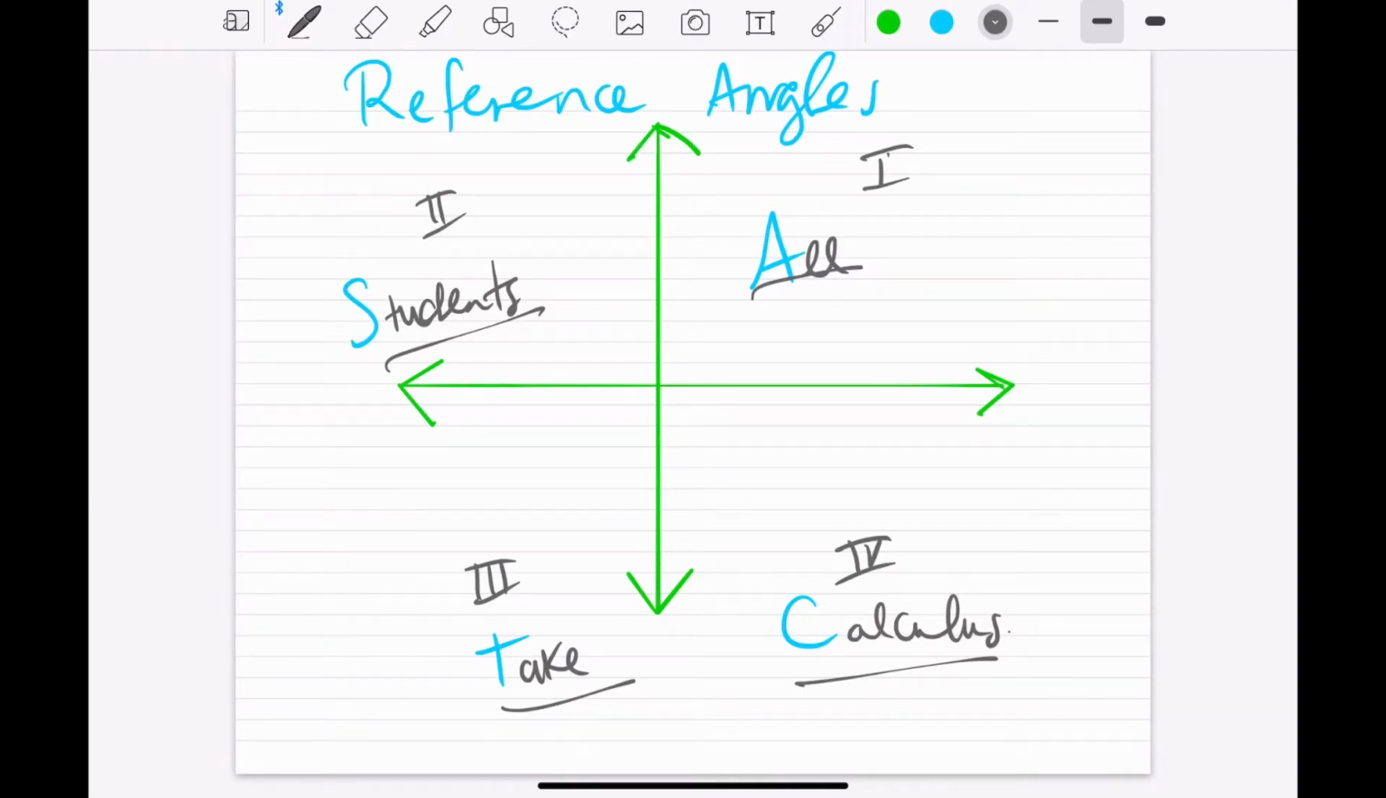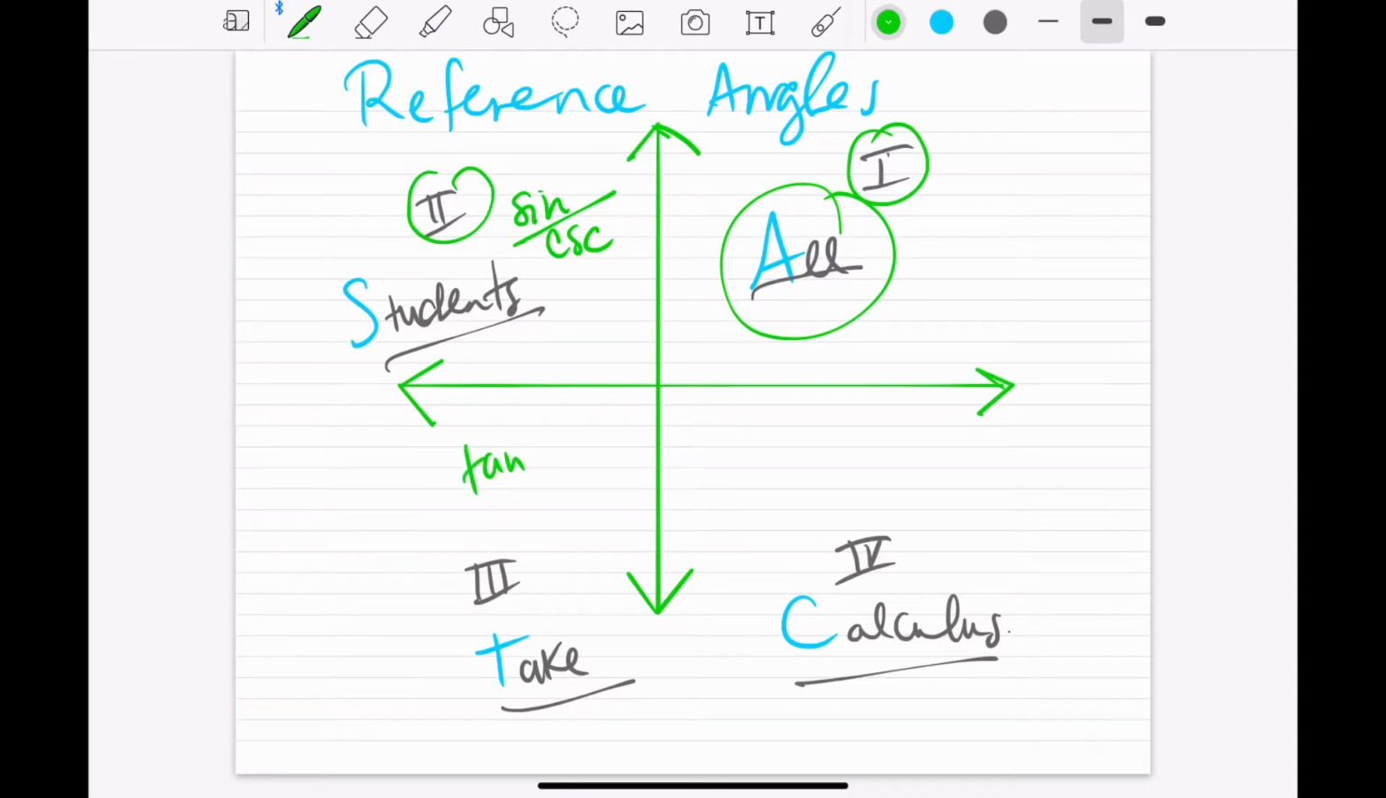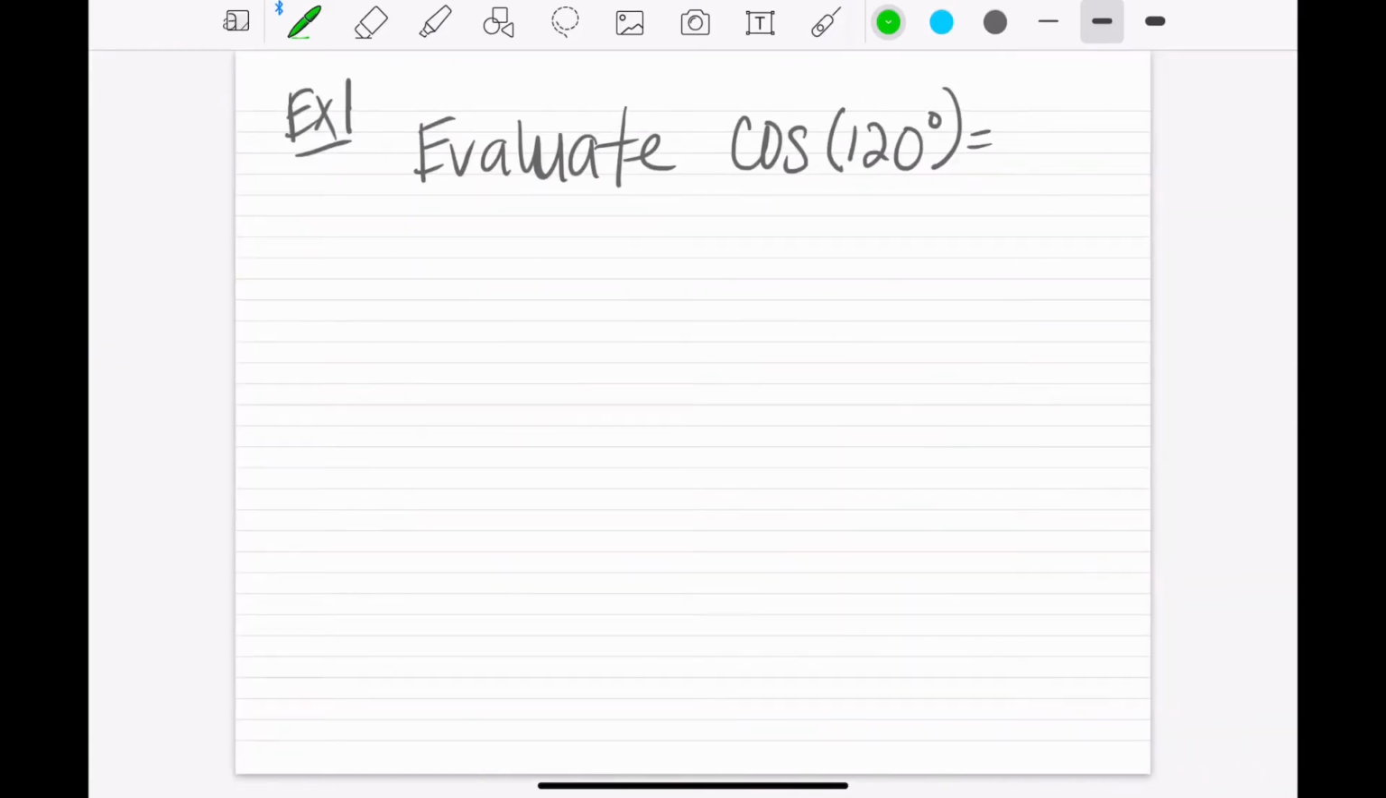Now, the A stands for all trig functions will be positive in the first quadrant. The S in students is for sine and its reciprocal, which is cosecant. So only sine and cosecant are positive in the second quadrant. The T is for tangent, and of course tangent and its reciprocal, which is cotangent. So only tangent and cotangent are positive in the third quadrant. And the final one, the C is for cosine. So cosine and its reciprocal, which is secant, are positive in the fourth quadrant. Keep that in mind because we're going to get our signs at the very end of each problem. So now that you know all of that, you're ready for example 1.